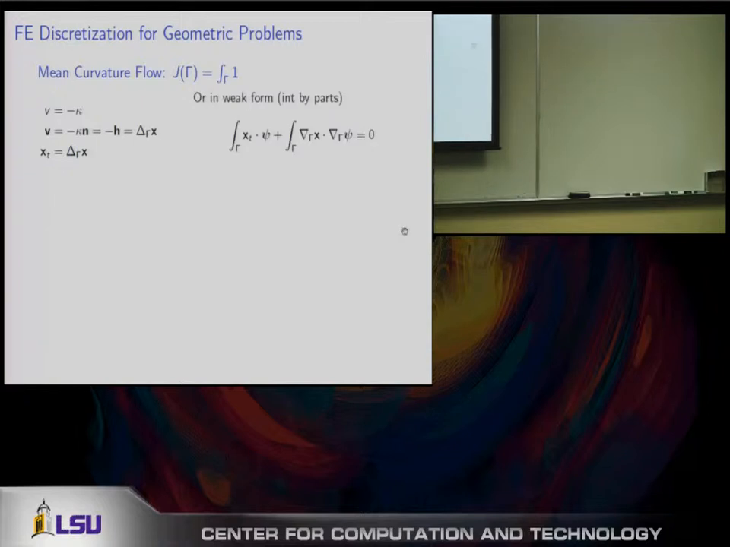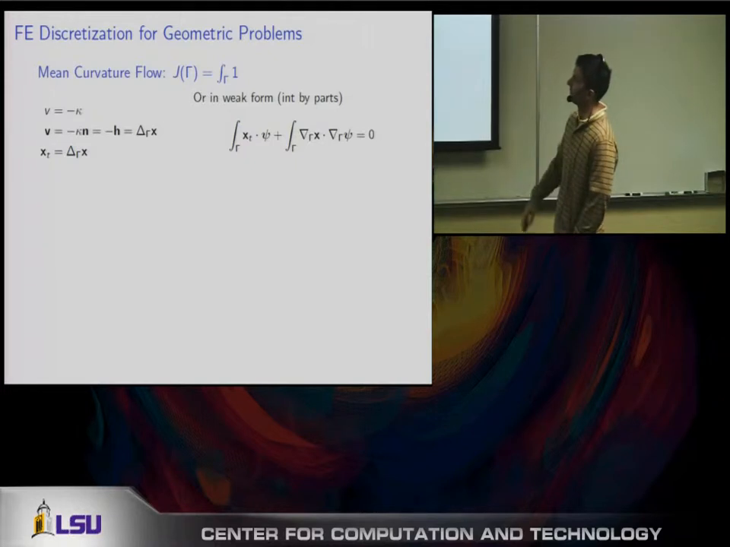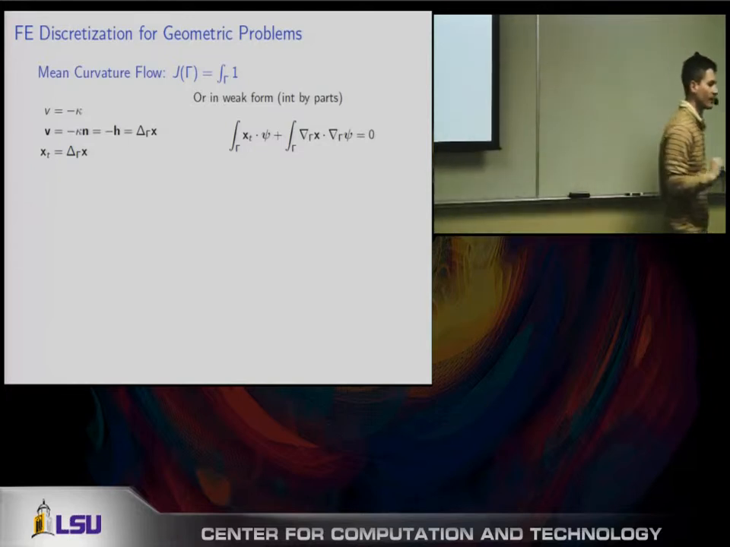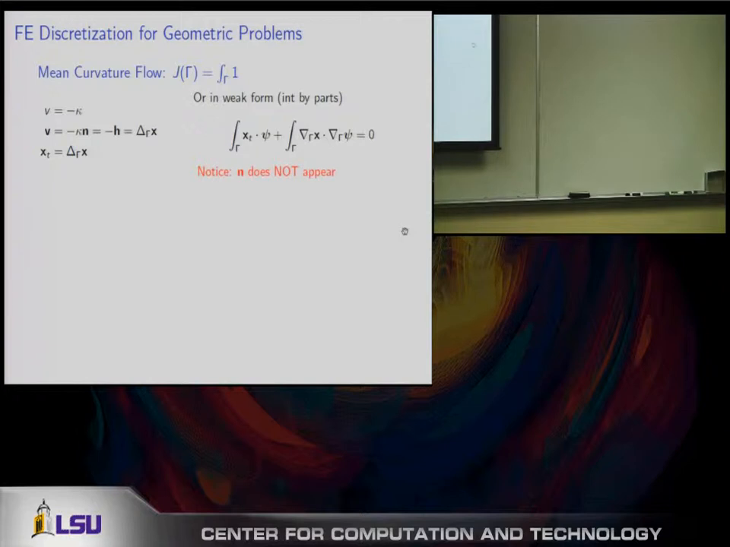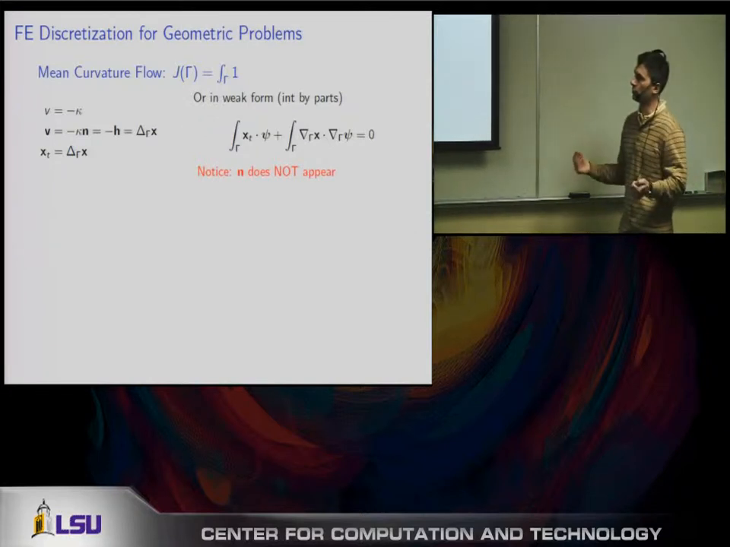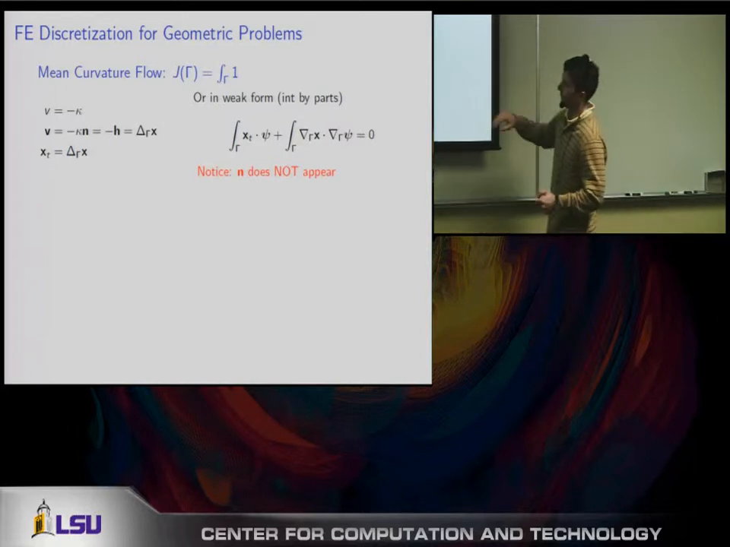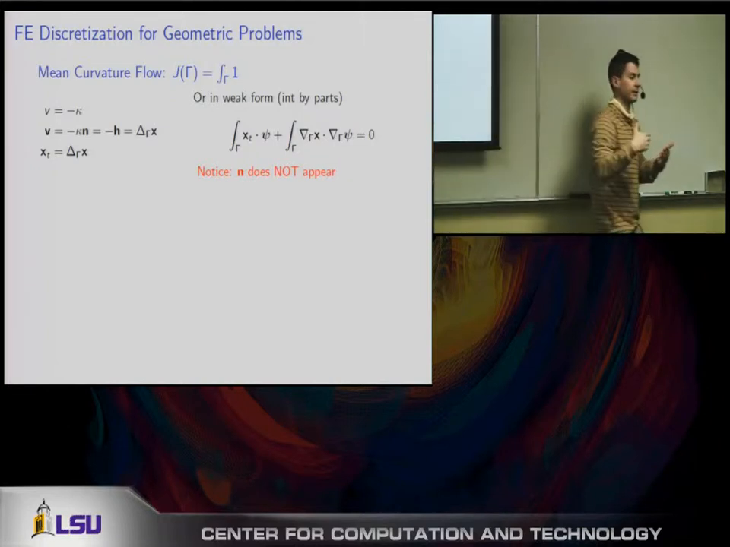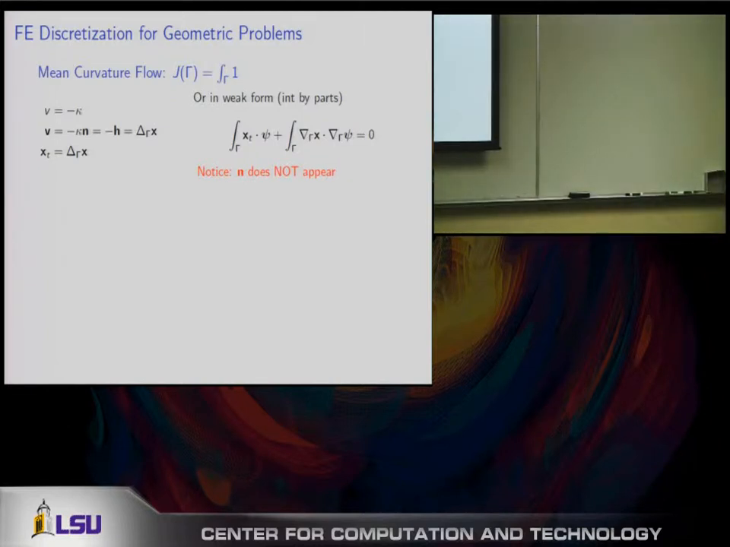And we can integrate by parts here. So I multiply by a test function phi, I integrate by parts, and I get the weak formulation of that equation for the mean curvature flow. Now, something to notice here is that the normal disappears from the equation. So I have position without really having to specify the normal. So that's an advantage if we want to use only continuous low-order finite elements, because we will not have access to the normal at the nodes.